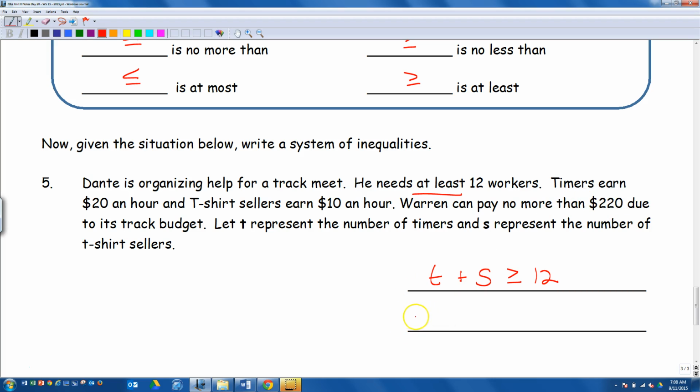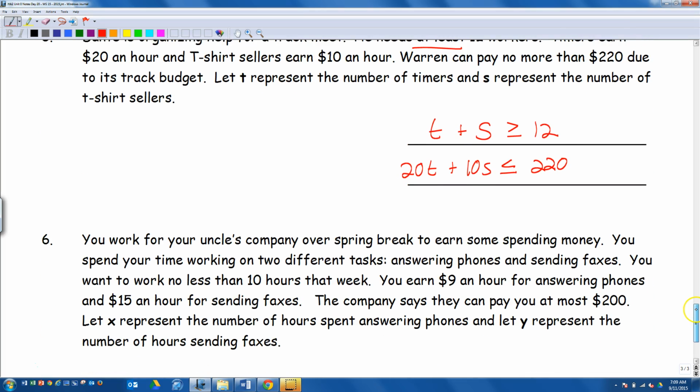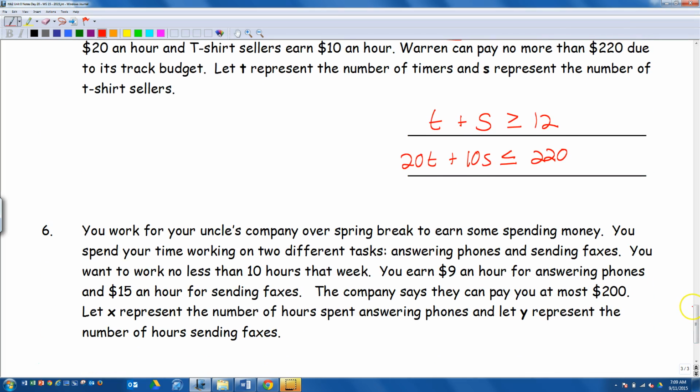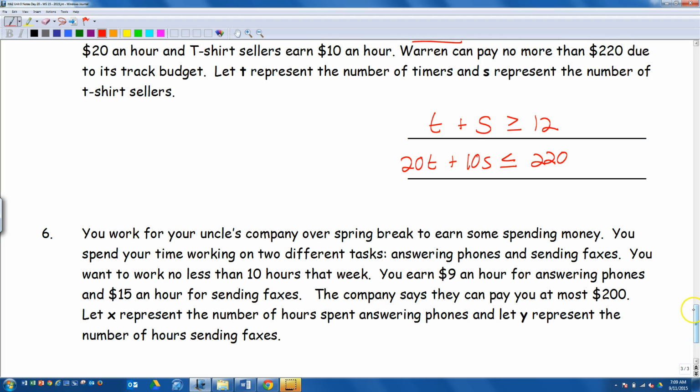We also have the cost equation. So this is kind of like what we were doing with the systems. Timers earn $20 an hour, and t-shirt sellers earn $10 an hour. They can pay no more than 220, which means 220 is the most they can pay. So that means that this stuff over here cannot go over that. So that would be less than or equal to. Okay? And that's how you set that one up. Why don't you guys pause the video and try this one here just to see what happens, and then unpause it. So pause. Okay, well, I'm going to keep going.